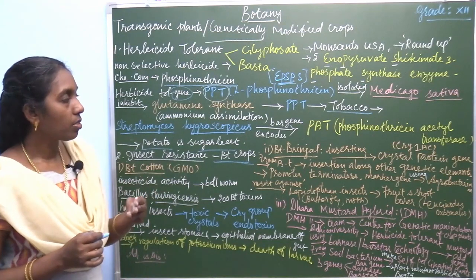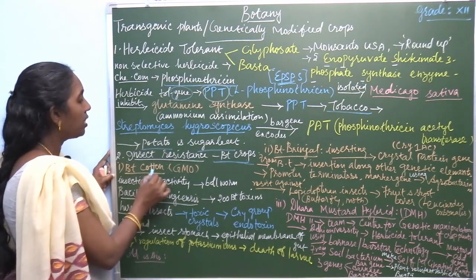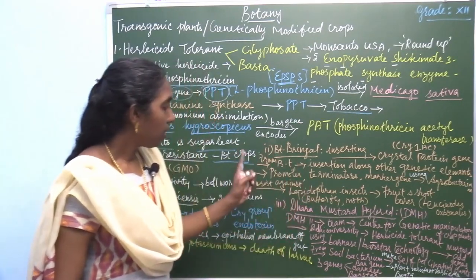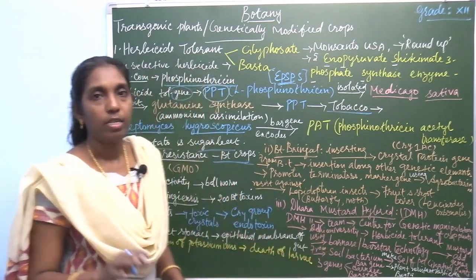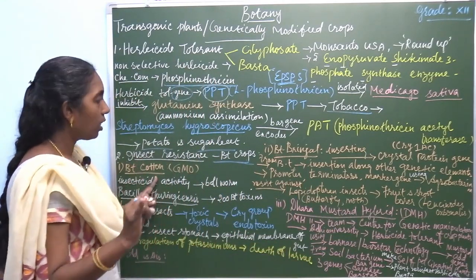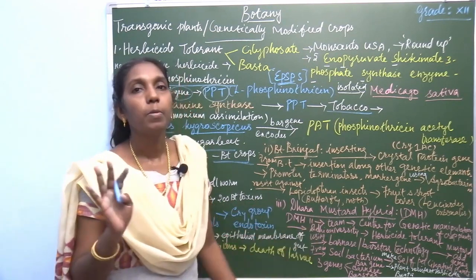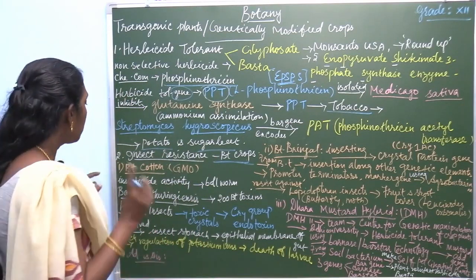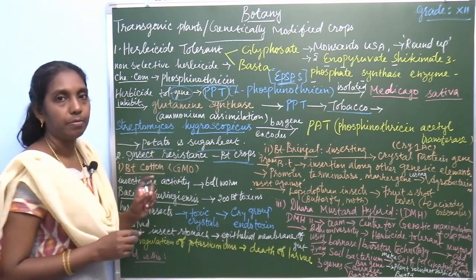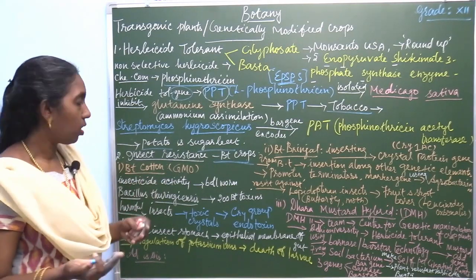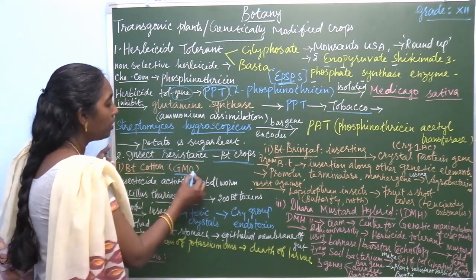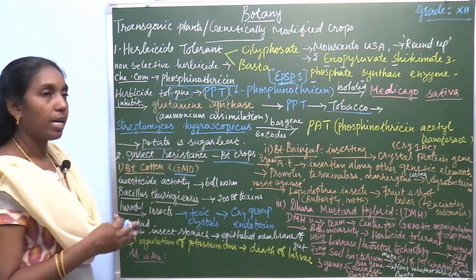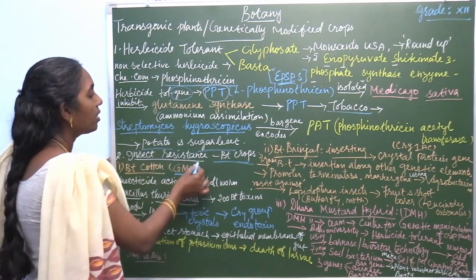There are three examples you are going to learn. Number one, BT cotton, BT brinjal and Dara mustard hybrid. So here three plants: cotton, brinjal and mustard. The first example is BT cotton. That is GMO. What is meant by GMO? Genetically modified organisms. Here the organisms are modified to be insect resistant.